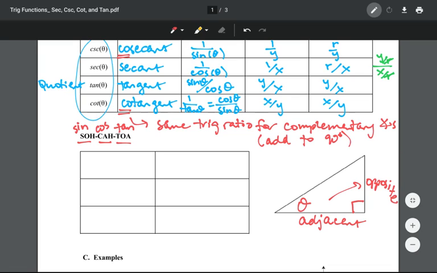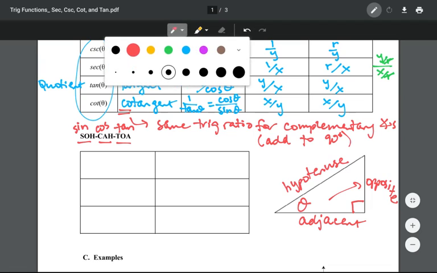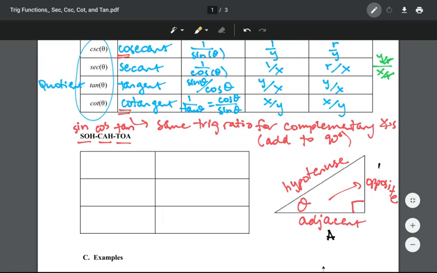And then, of course, across from the 90-degree angle is the hypotenuse, which I can't spell. Hypotenuse, there we go. Well, as we work around this using SOH CAH TOA, we think of this as A for adjacent, O for opposite, and H for hypotenuse.